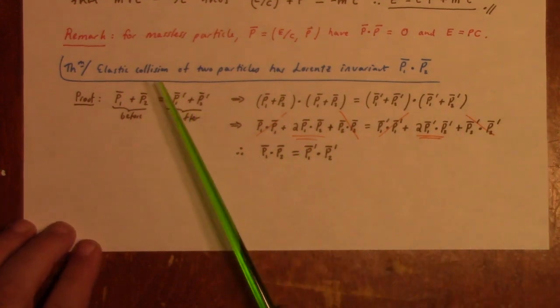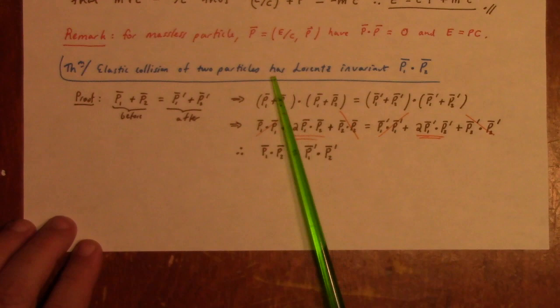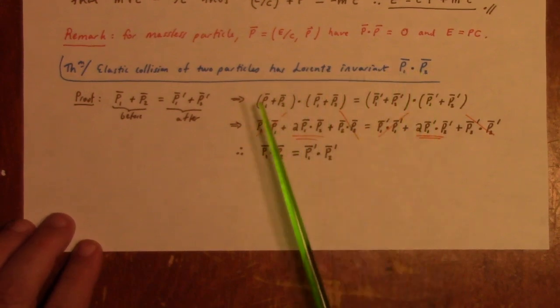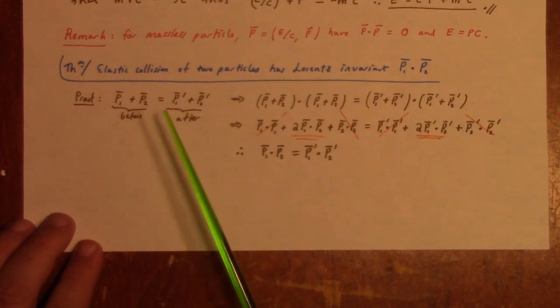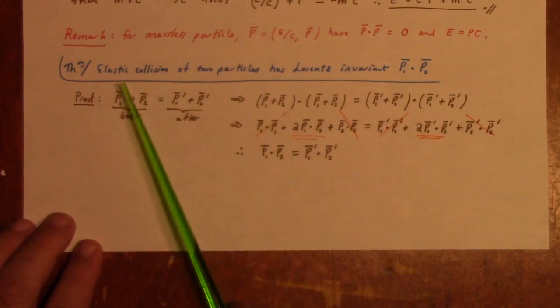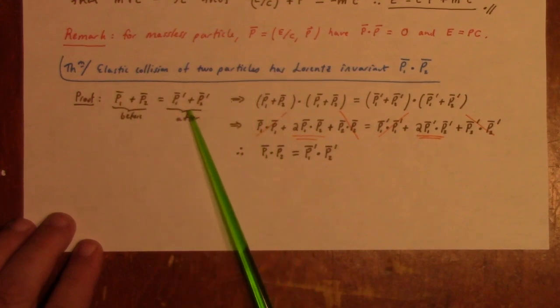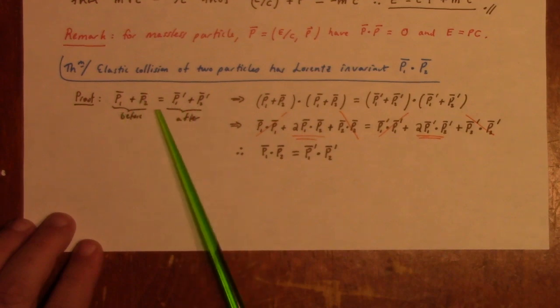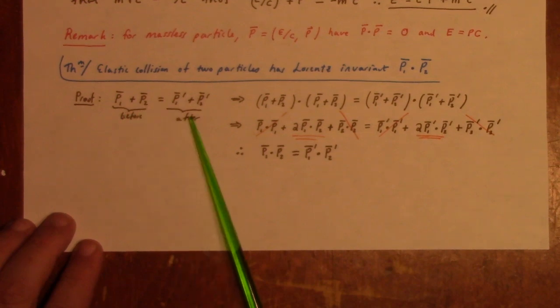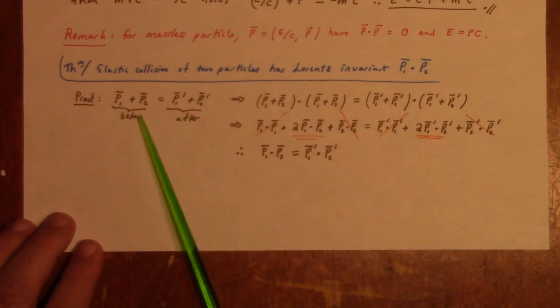This much we can say also. Elastic collision of two particles has the Lorentz invariant four-momentum 1 dot four-momentum 2. If you've got two particles colliding elastically, then the four-momentum before is equal to the four-momentum after, because elastic means that both energy and momentum are conserved, so the sums before and after are going to be equal.